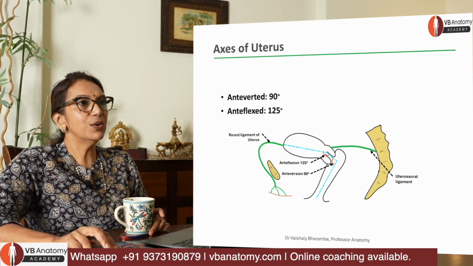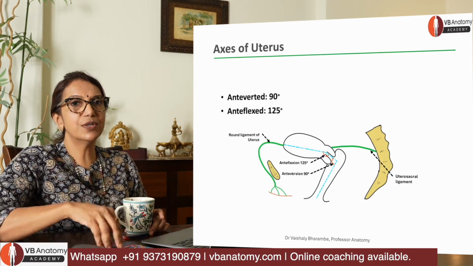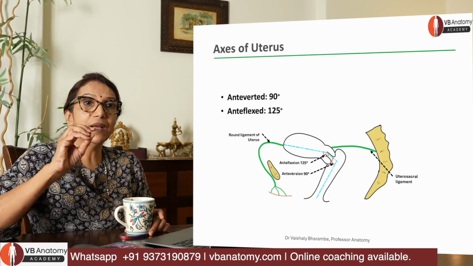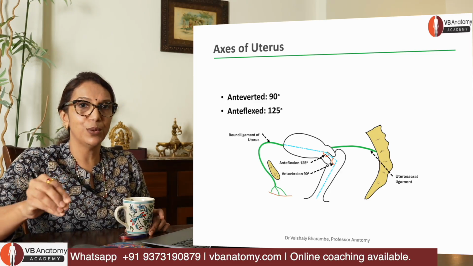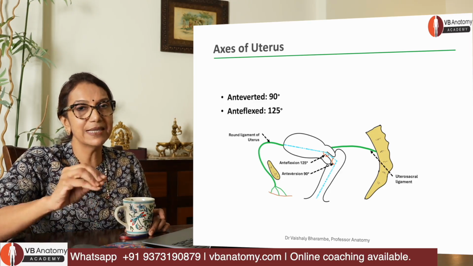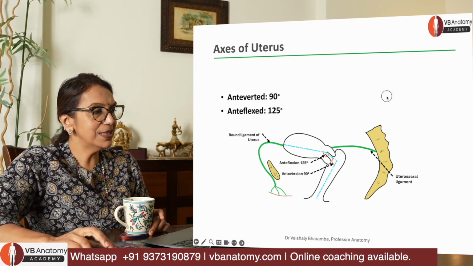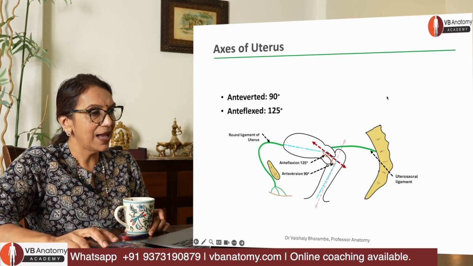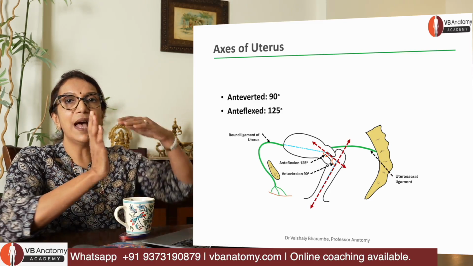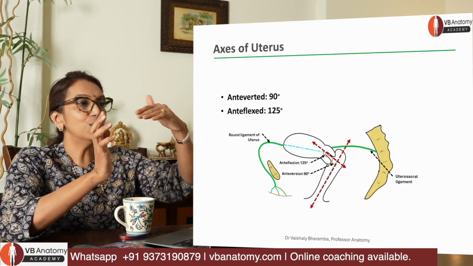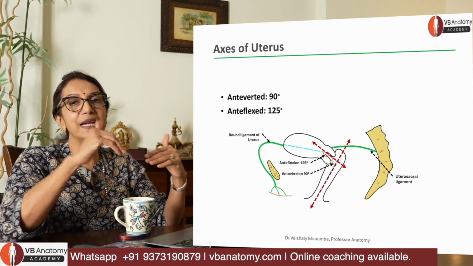Right. So in relation to the cervix, the uterus forms some very positional changes, which are relevant from the point of view of prolapse. So let's talk about the axis of the uterus. As you can see, the cervix and the vagina are seen to have an angle of 90 degrees between them. So this is called the angle of anteversion.